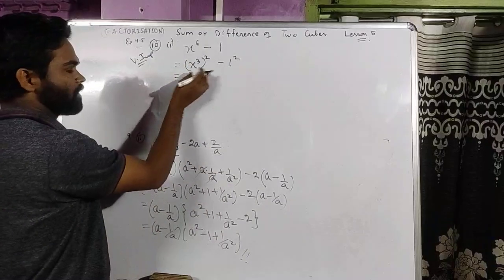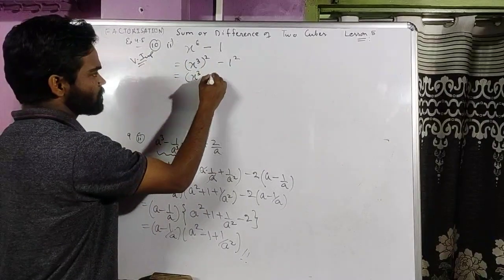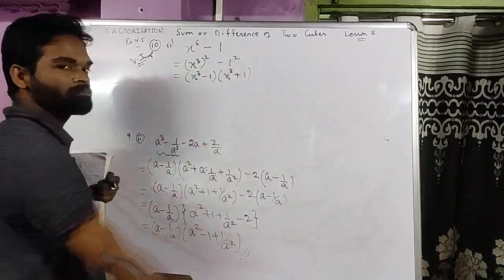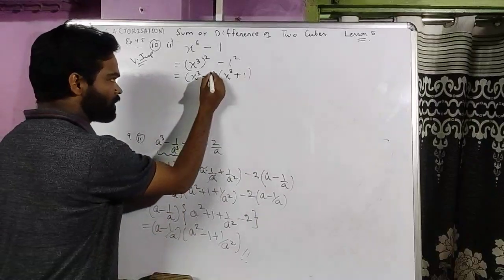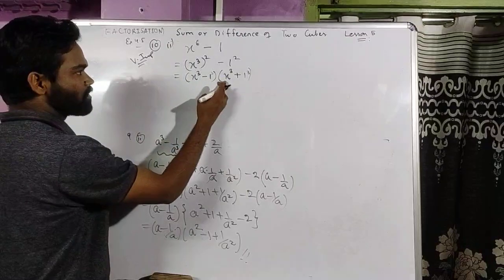Now, we have done earlier difference of squares: a square minus b square is a minus b, a plus b. Done. Now, 1 can be written as 1 cube. No doubt in that. This is a cube minus b cube. This is a cube plus b cube.